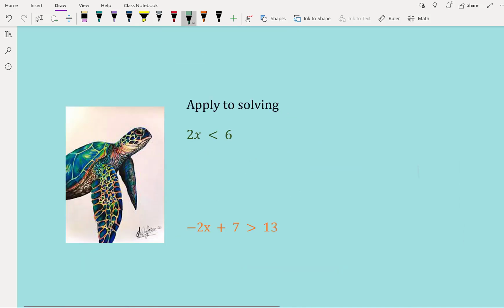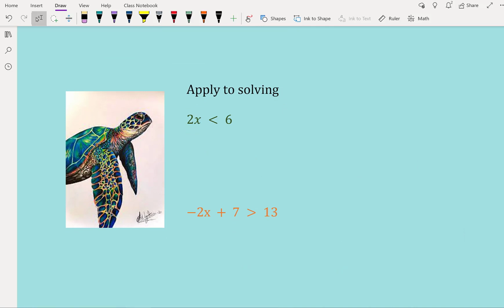So now, let's actually apply this to solving. So if I have 2x is less than 6, I'm going to solve the same way that I solve all of my problems. So I'm going to divide both sides by 2, and we have that x is less than 3. Now we need to check this before we just graph it, because we might have made a mistake somewhere. In order to check it, we're just going to pick a number that's smaller than 3, because this is saying that the answer is something smaller than 3.